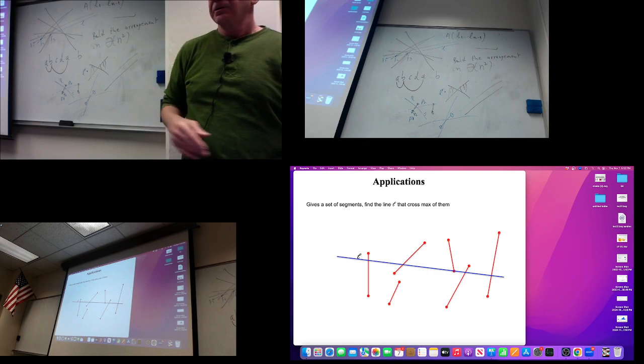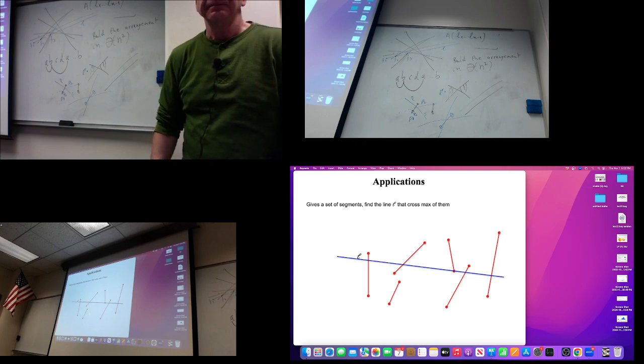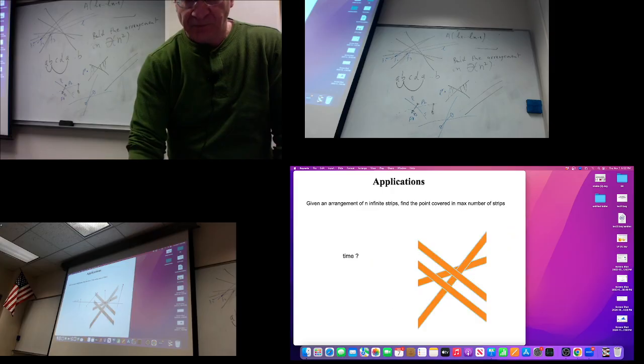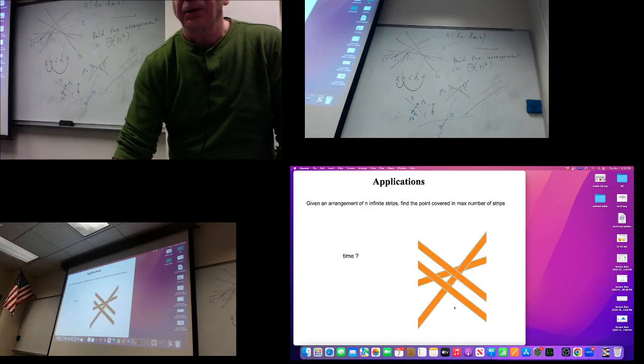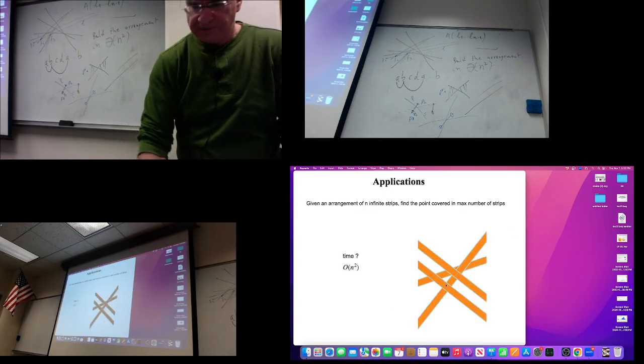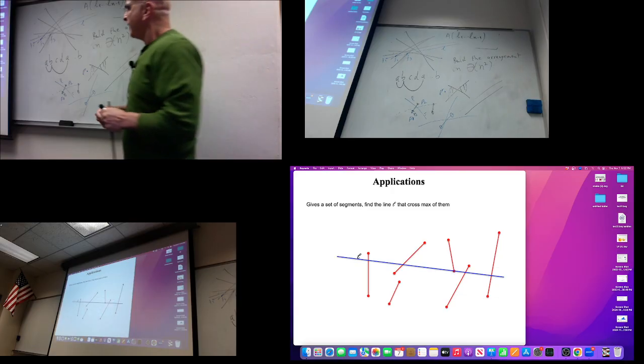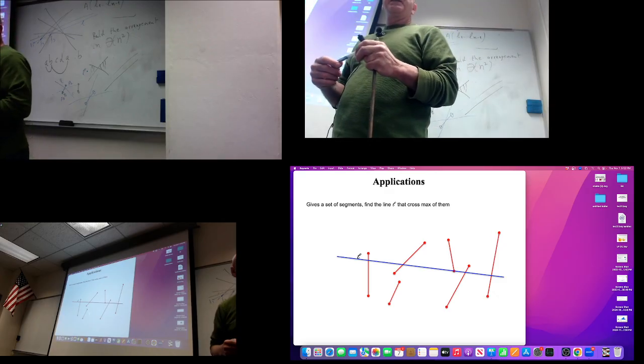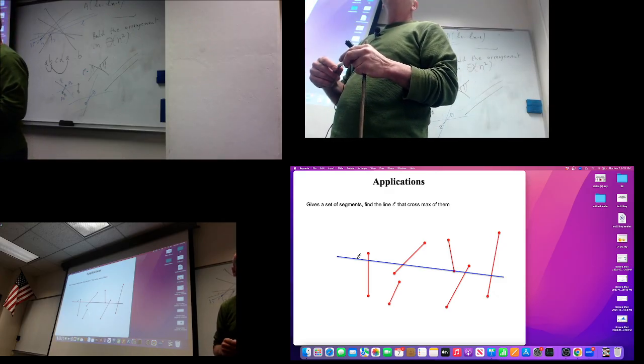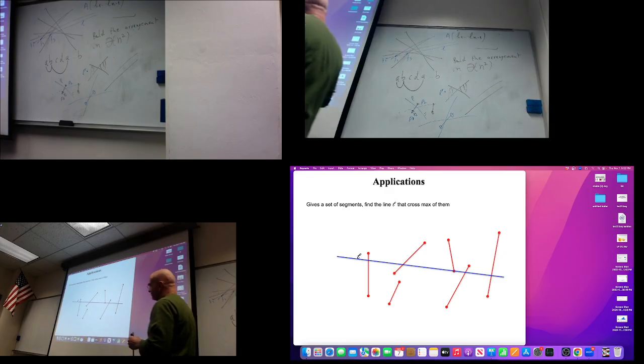But we can do, sorry? Polar coordinate lines. Not the second one. Do we still, yeah, but that would be n squared log n. It actually goes the opposite way.